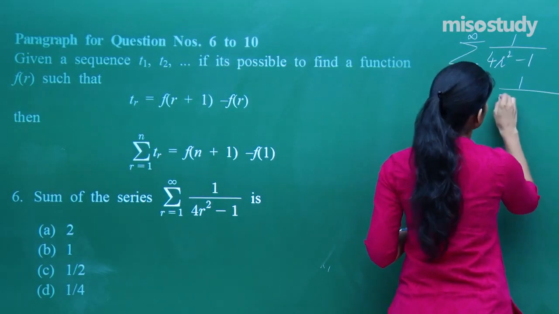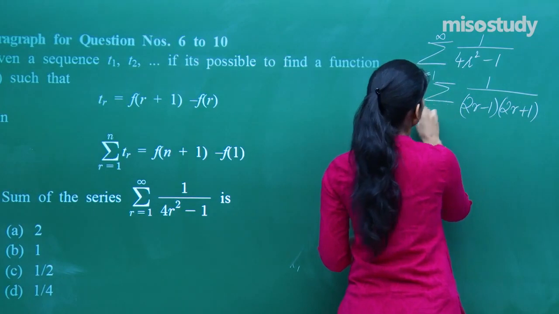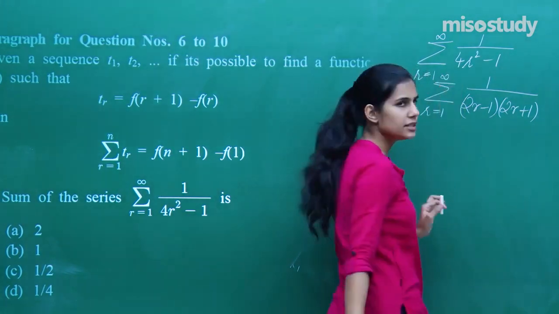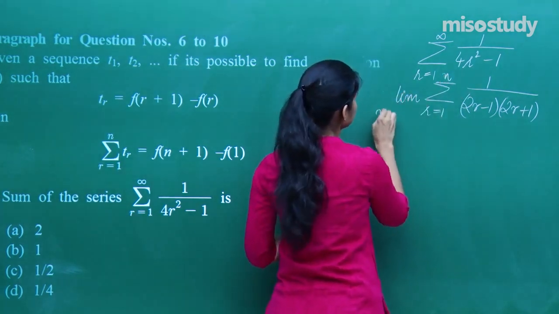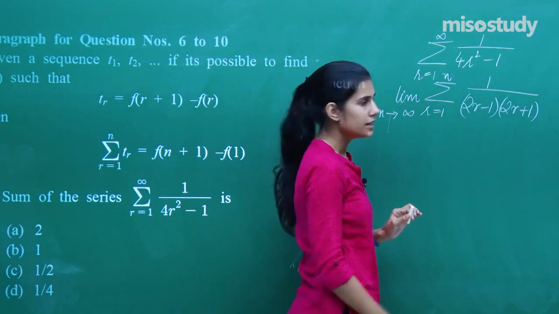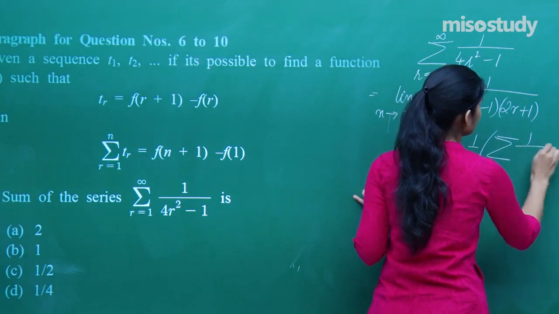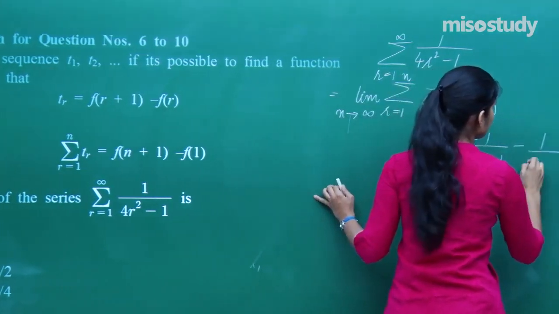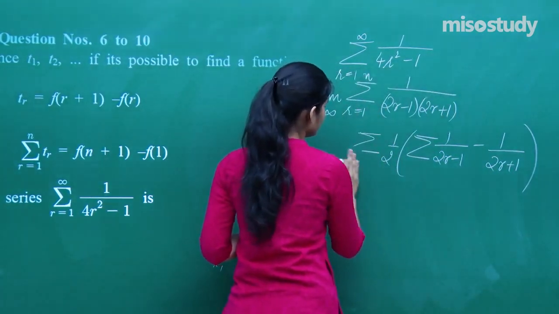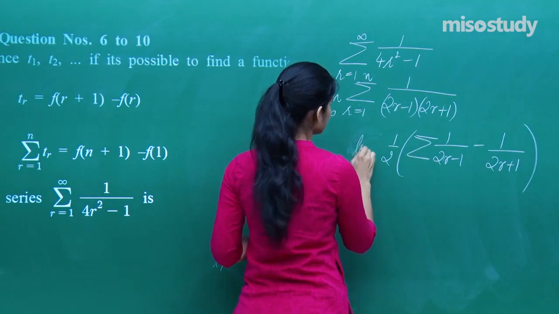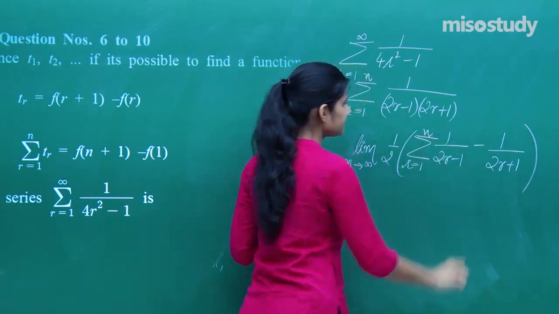So, this comes out to be very simple. This is 2r minus 1, 2r plus 1, r going from 1 to infinity. Or what I can do is r going from 1 to n and limit n tends to infinity. It's one and the same thing, right? So this comes out to be equal to what? 1 by 2. Summation 1 by 2r minus 1 minus 1 by 2r plus 1, and this is summation, or let me just write it as limit n tends to infinity. Summation has already been kept.